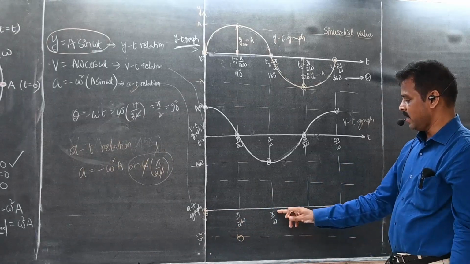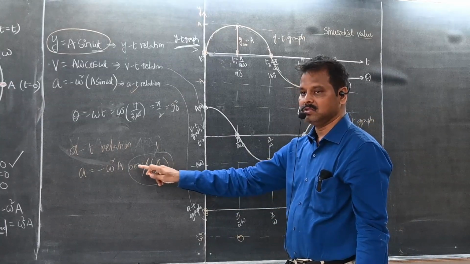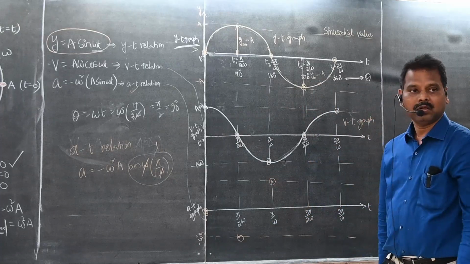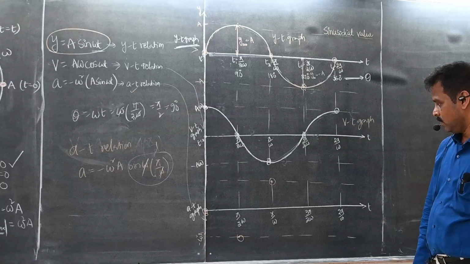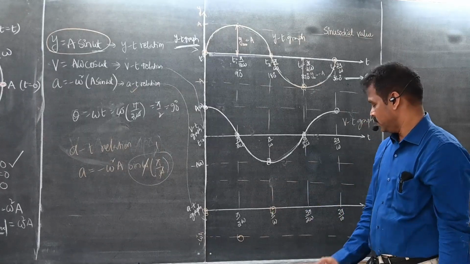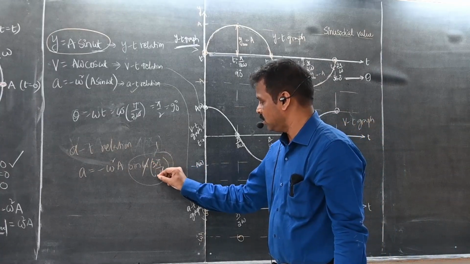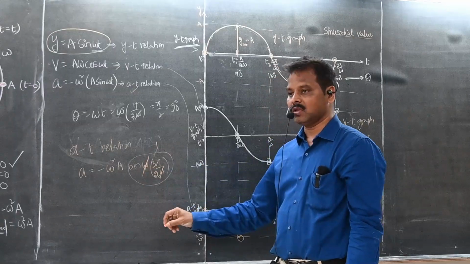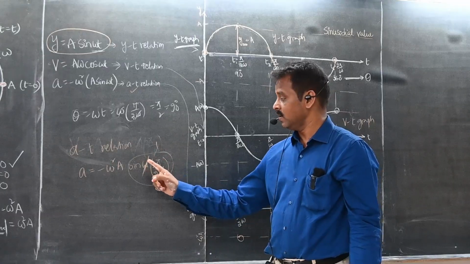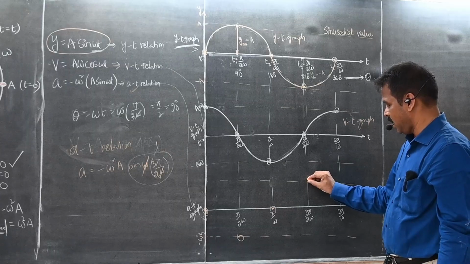Maximum. Next time, pi by omega. Because sin pi, sin 180, is 0, and 0 into anything is 0. So you will get a point here. Yes, 0. Then the next time is 3 pi by 2 omega. Omega will get cancelled. Sin 270 is minus 1. Minus of minus is plus. So plus omega square A.